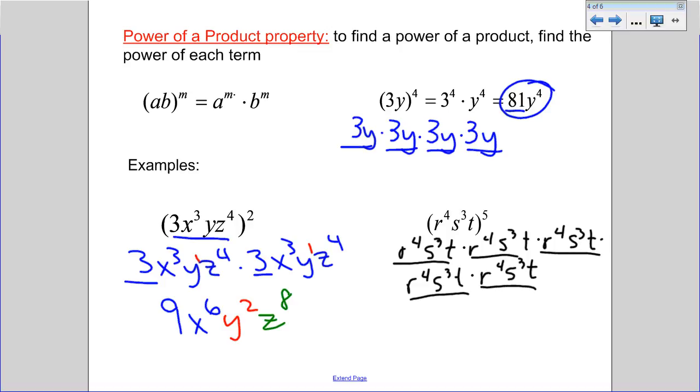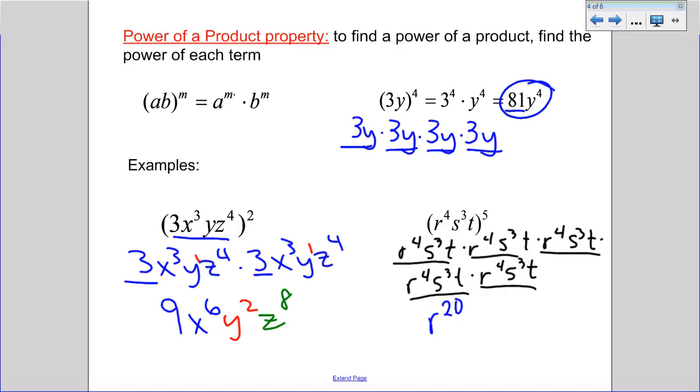Now we know what we're doing. I'm not multiplying all of those numbers together. But how many r's do I have? I've got 4, and then 4 more, and 4 more, and 4 more, and 4 more. So either do 4 plus 4 plus 4 plus 4 plus 4, or do 4 times 5. So that's going to give you r to the 20th.